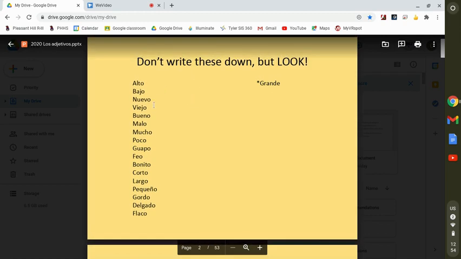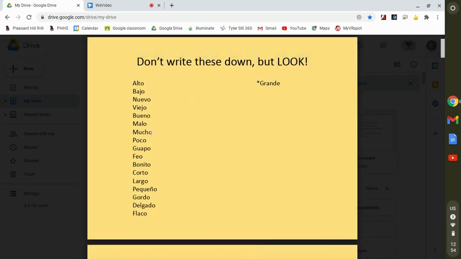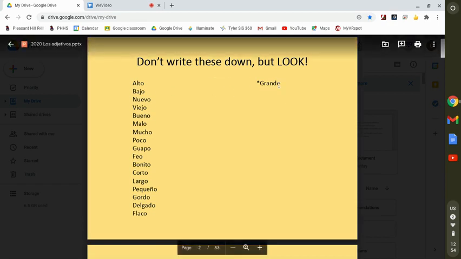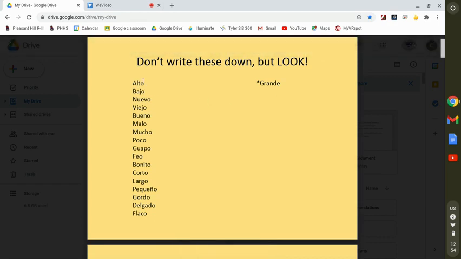Alto, bajo, nuevo, viejo, bueno, malo, mucho, poco, guapo, feo, bonito, corto, largo, pequeño, gordo, delgado, y flaco. Then over here, I have the word grande. So what do all of these words have in common compared to grande? Okay, if you said that they all end in O, you're correct. And grande does not, it ends in an E.